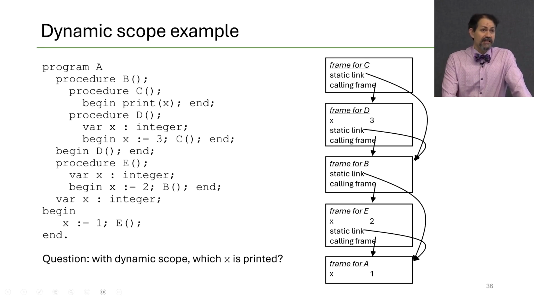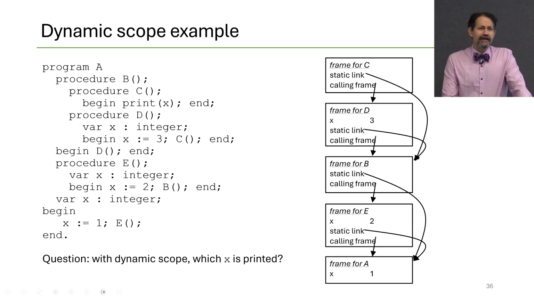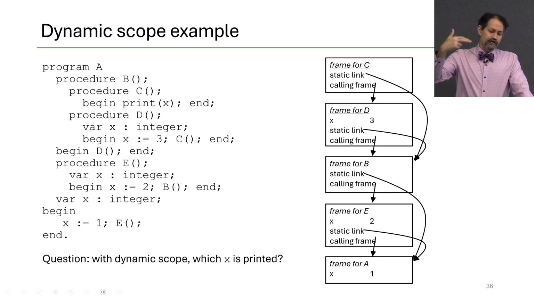Let's look at an example of dynamic scope. Again, this is the same program I showed you before. We have some nested procedures, and we have multiple declarations of different variables that are all called x. With dynamic scope in procedure C, which x will be printed? Again, take a moment to look at it and think about, instead of following the static link, just going from a frame to its calling frame, using the links that go just from one frame to the next.